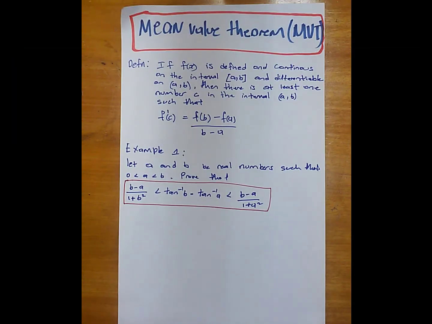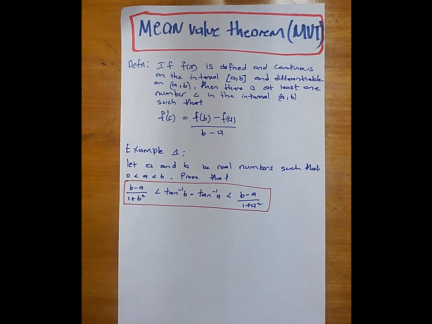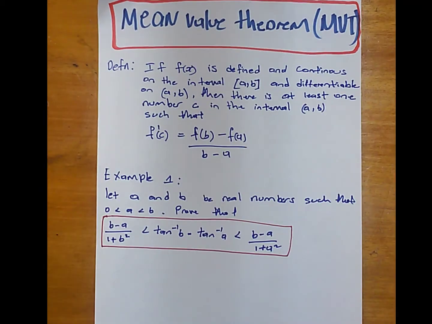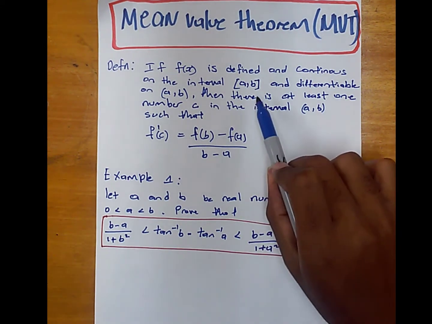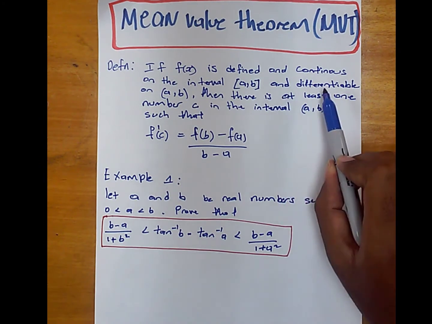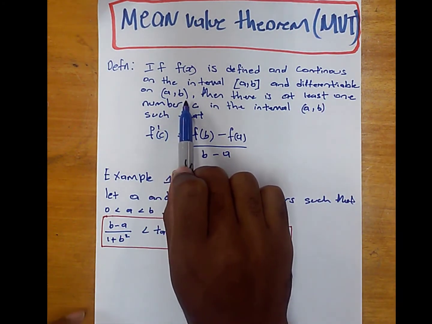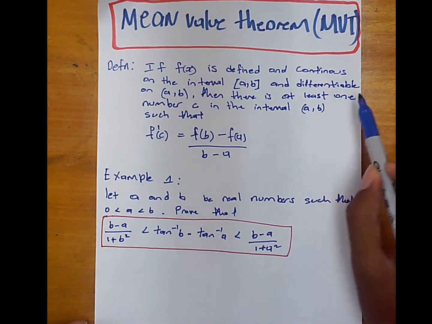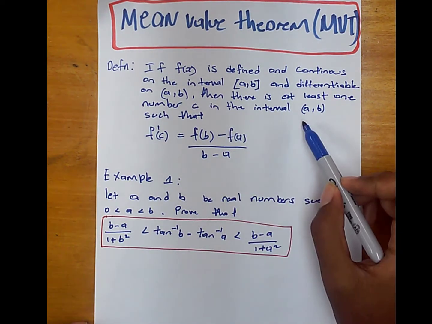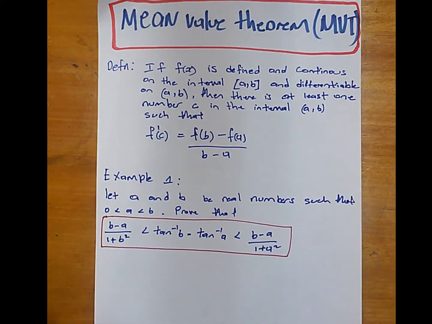In this video, I will be focusing on the mean value theorem. The definition of the mean value theorem states that if f of x is defined and continuous on the interval [a, b], and differentiable on the interval (a, b), then there is at least one number c in the interval (a, b) such that f prime of c is equal to f of b minus f of a over b minus a. And we have an example here.